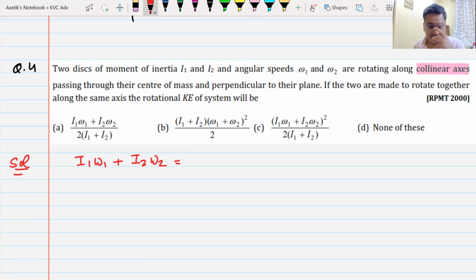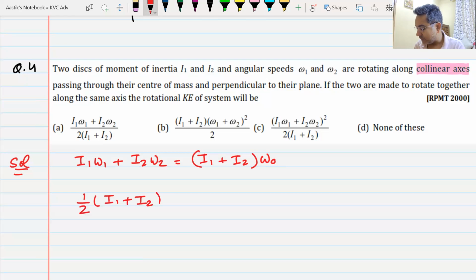Now when the slipping stops, the moment of inertia remains the same. The angular velocity omega naught changes. Do we understand this? Yes, sir. From here you can find out the value of omega naught. Then to find out the kinetic energy of the system, it is only in pure rotation. So half (I1 plus I2) into omega naught square. That would be the kinetic energy of the system. You can put the values, get the answer, and stay happy. Do we understand this? Yes, sir.